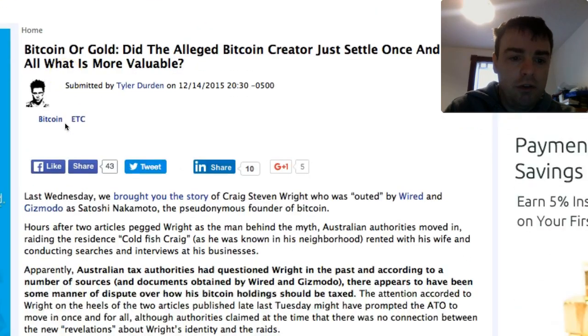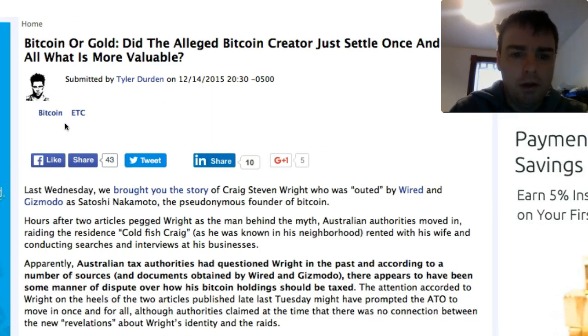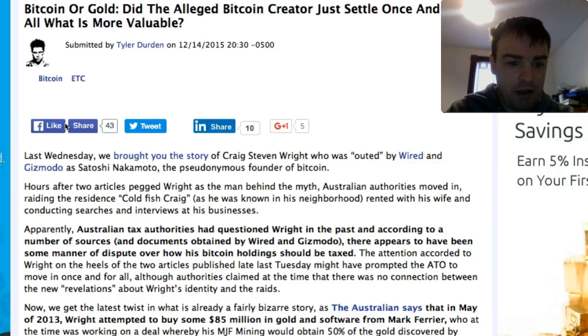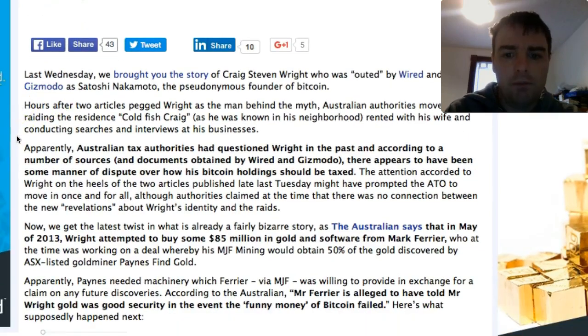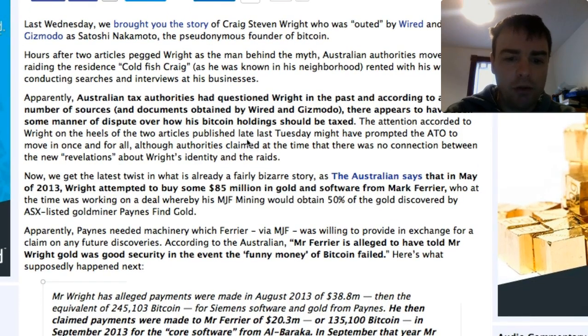And so I take you to the Zero Hedge article here. Bitcoin or gold? Did the alleged Bitcoin creator just settle once and for all which is more valuable? And this is the Australian tax authorities questioning Wright, who is the guy behind Bitcoin. We write the story of Craig Stephen Wright, who was outed by Wired and Gizmodo as Satoshi Nakamoto, the pseudonymous founder of Bitcoin. Hours after two articles pegged Wright as the man behind the myth, Australian authorities moved in, raiding the residence Coldfish Craig, as he was known in his neighborhood, rented with his wife and conducting searches and interviews. So there's tax authorities going after Wright.